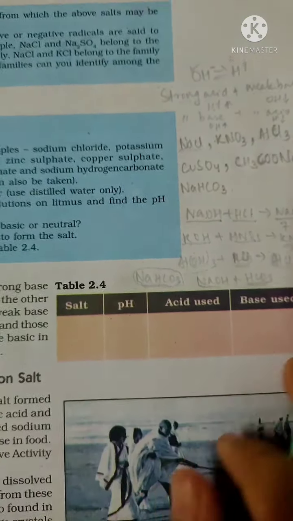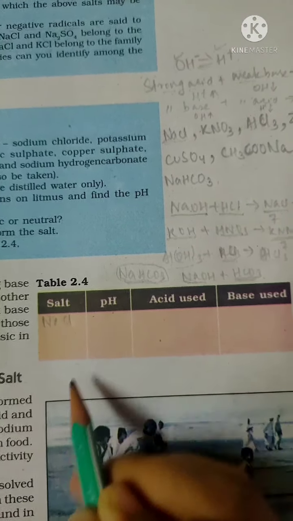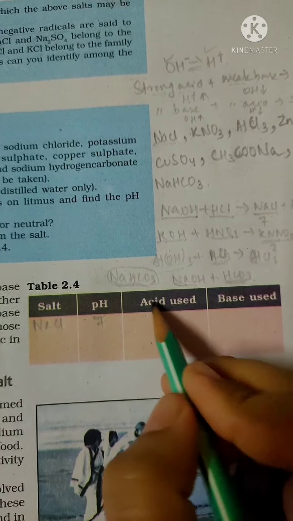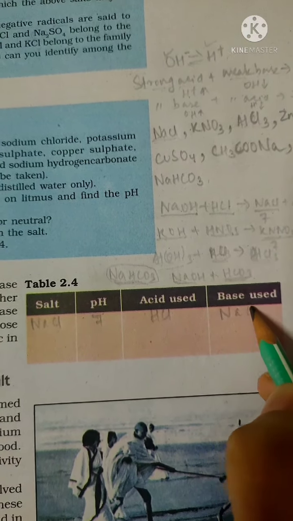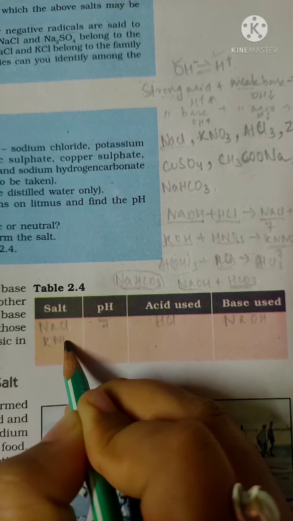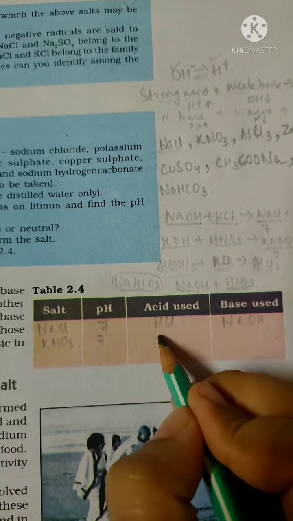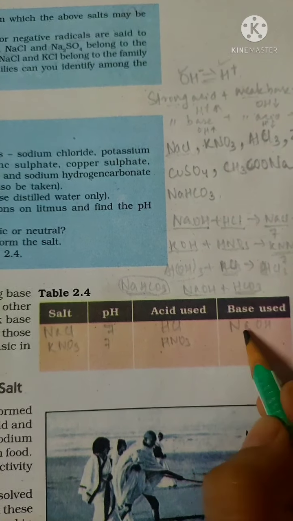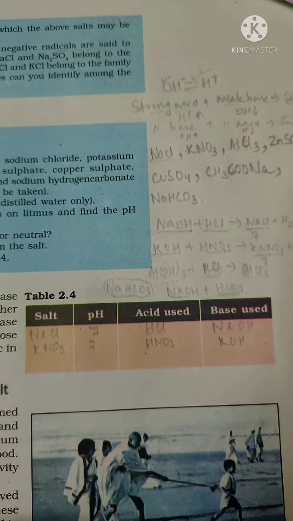So if we are to fill this table, then for example you write NaCl, then pH will be 7. The acid used is HCl, and the base used is NaOH. In a similar way, KNO3, here also the pH will be 7, the acid used will be HNO3, and the base will be KOH.